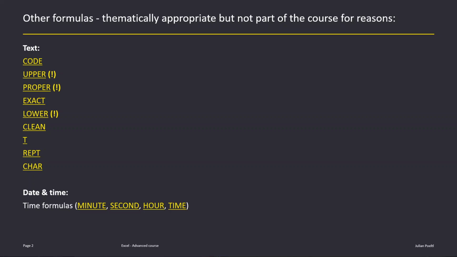For example, the upper, proper, and lower functions, there you can turn large letters into small letters, or for example, with the proper function, you can write the first letter of a word in uppercase and the rest of the word will be in lowercase. So this is a little bit for text manipulation, for example. There are also a little bit of time formulas, but normally you don't use them that often. But as you know, there are also functions for minutes, seconds, hours, and there's a time function to build your time for minutes and hours and so on.